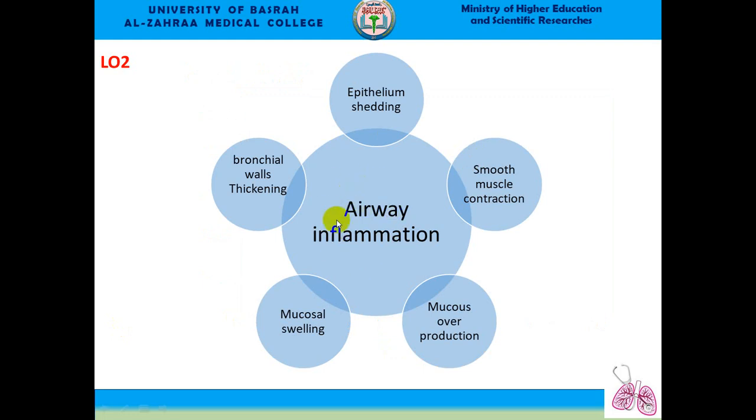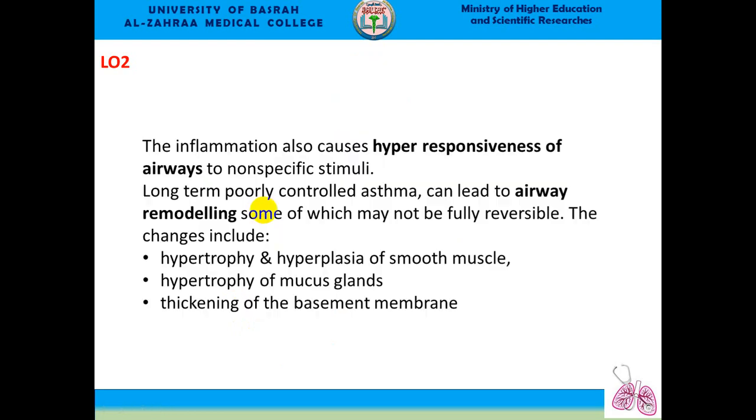So, airway inflammation is characterized by the following. There will be, first of all, epithelial shedding of the bronchi, and there will be smooth muscle contraction, which will result in bronchospasm, and there will be mucus overproduction from the mucus cells, and therefore a patient with asthma will have a lot of mucus, but this mucus is so thick that the patient cannot expel it out, cannot expectorate. And this might cause even some plug or obstruction to the bronchi. Again, airway inflammation is characterized by mucosal swelling and finally by bronchial wall thickening. All of these together will result in bronchoconstriction and shortness of breath.